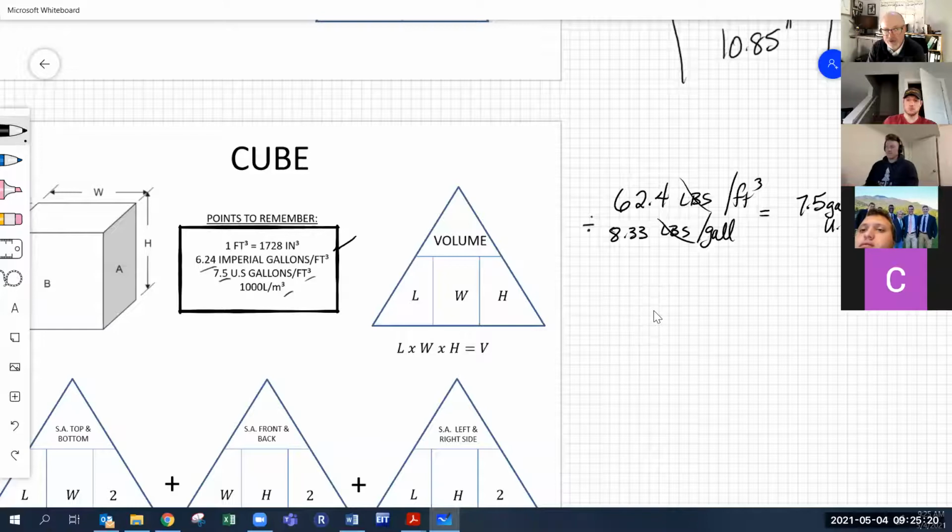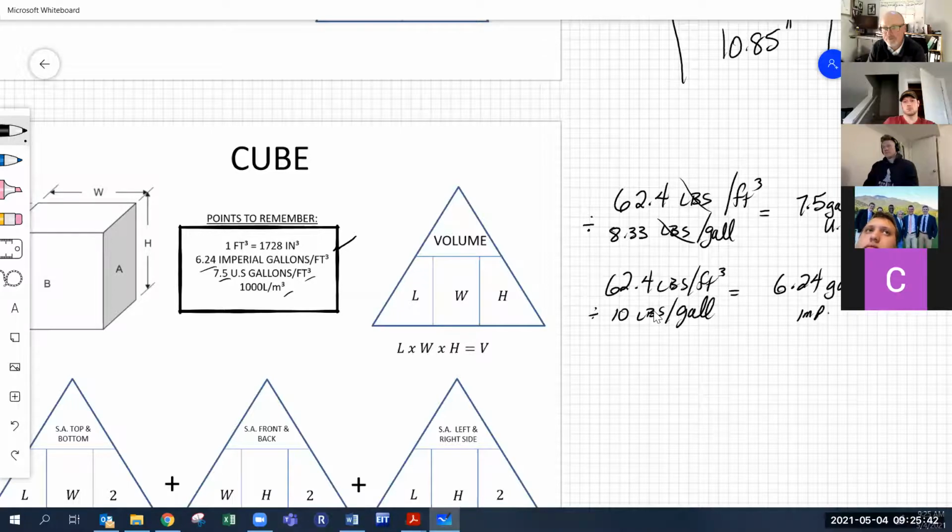And for the imperial measurement, it's 62.4 pounds per cubic foot of water. And I know that there's 10 pounds in 1 imperial gallon. So that comes out to 6.24 gallons per cubic foot imperial.